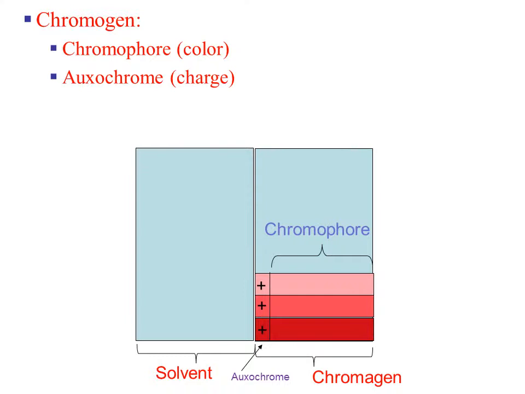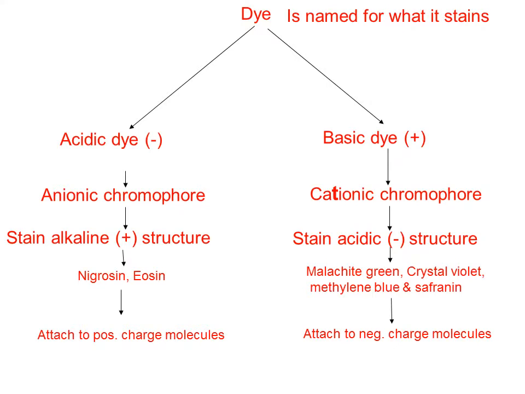These dyes, these stains, are always going to be dissolved in a solvent. Sometimes the solvent is water, sometimes the solvent might be acetone or alcohol. So the dye is named for what it stains. So the acidic dye is negative, and the basic dye is positive.